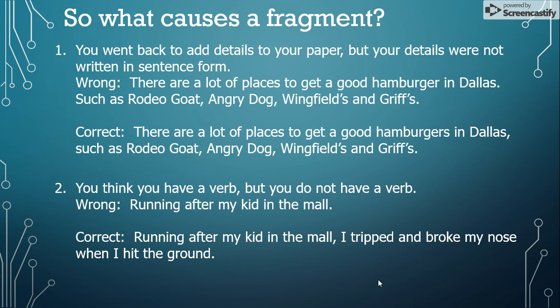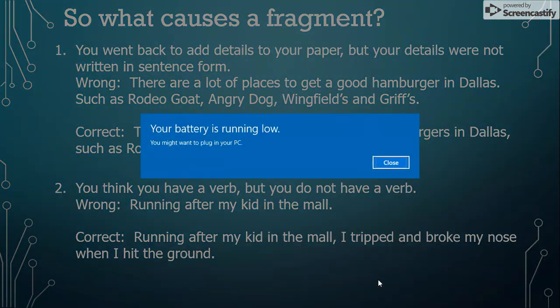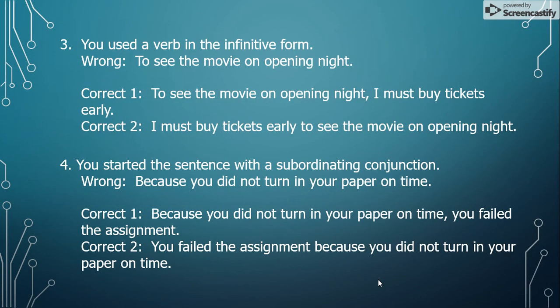The second reason a fragment happens is because students think they have a verb in their sentence when they do not. And this generally happens when the first word in your sentence ends with the letters ing. I talk about it in an earlier video that I have, but anytime you put ing on the end of a verb, it's no longer a verb. And so when you start sentences with a word that ends in ing, make sure you double or triple check that sentence to make sure you have a verb somewhere else in that sentence. For example, here, our verbs in this sentence are now tripped and broke. And then the word hit down there as well.